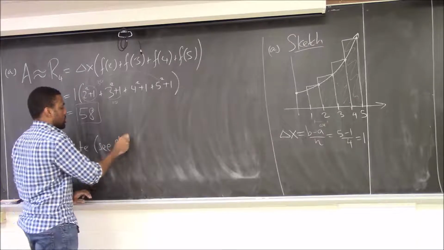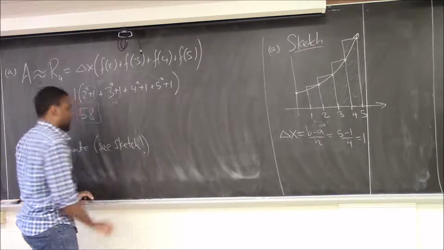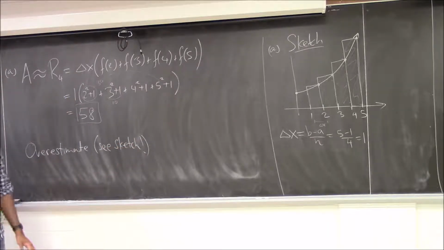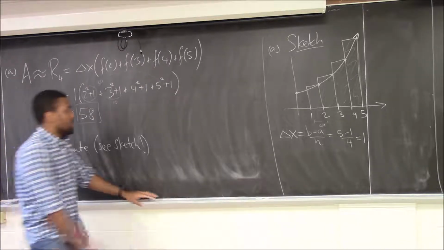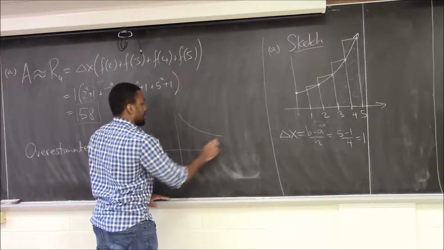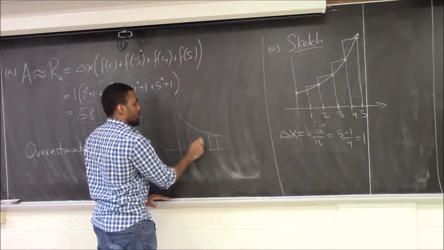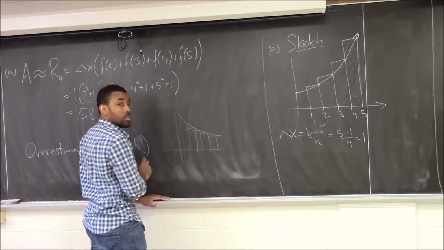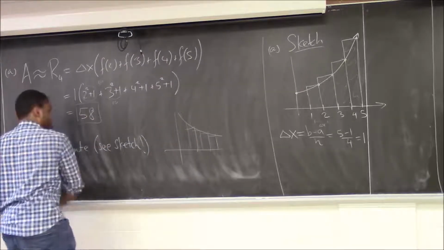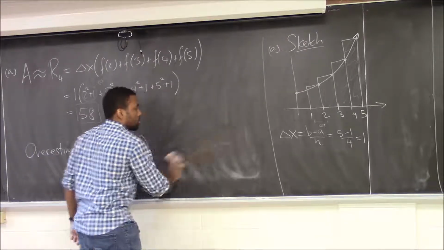C, sketch. Yeah. But did you say that the right-hand method would always be an overestimate? No, it would not. It depends on the situation. Right, because if my function is going like that, then the right side would always give me something that's under. So it depends on the situation.